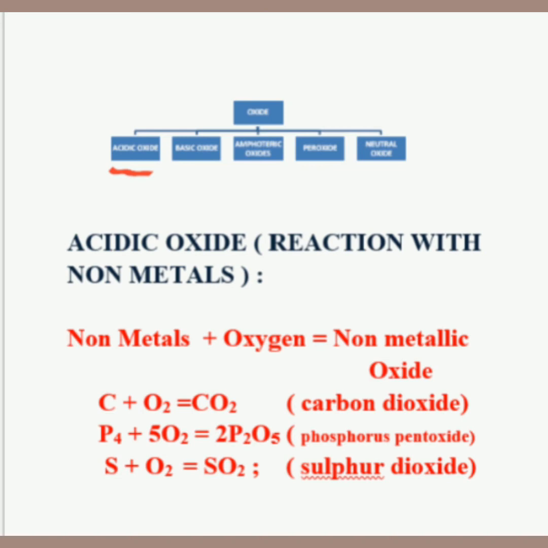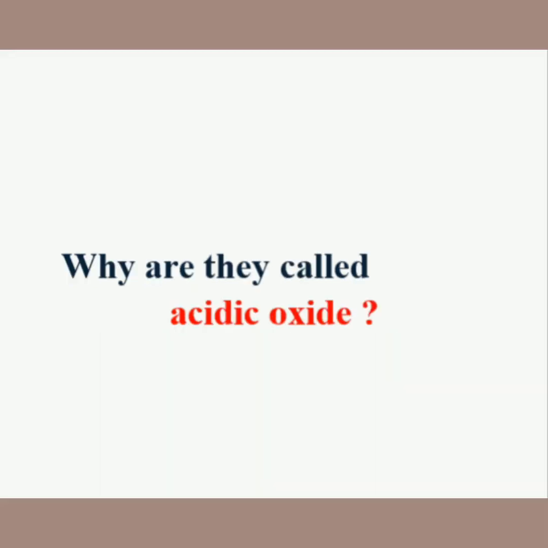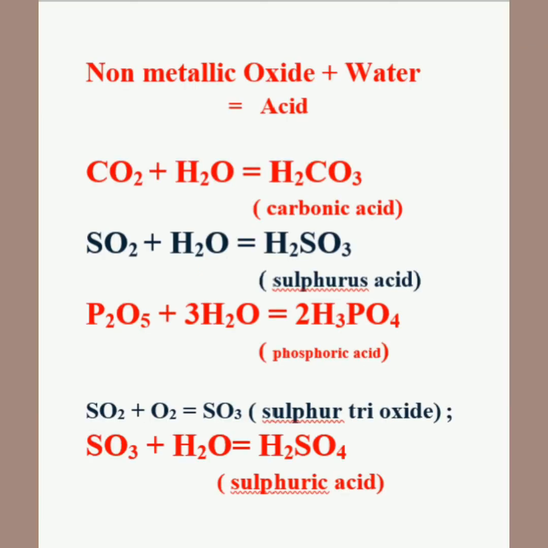These oxides, carbon dioxide, phosphorus pentoxide, sulfur dioxide, are all called acidic oxides. Now the question strikes the mind: why are they called acidic oxides? To find the suitability of such a nomenclature, we have to go one step further. Adding water to these non-metallic oxides results in the production of acids.